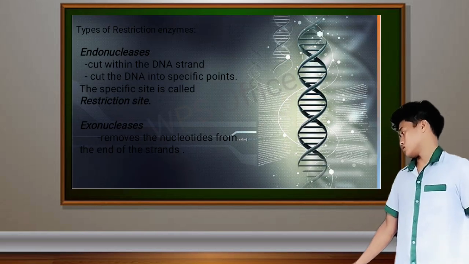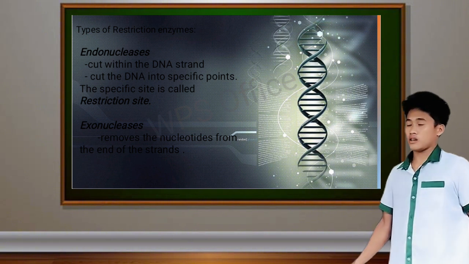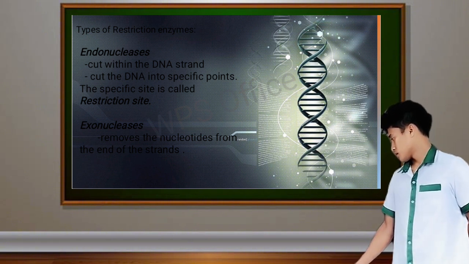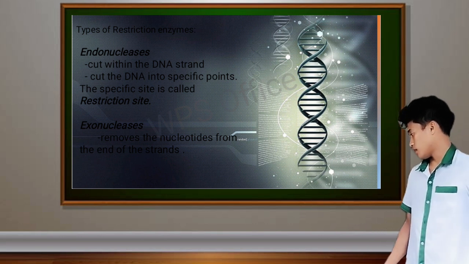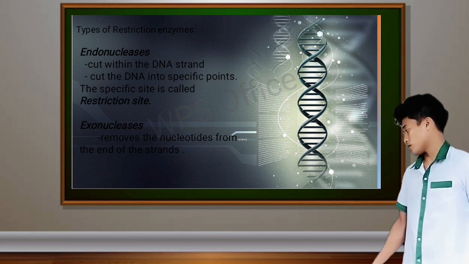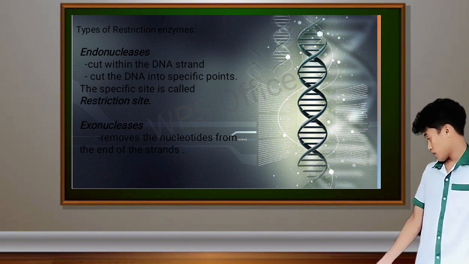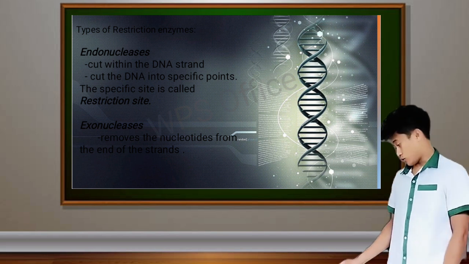Types of restriction enzymes. There are two types of restriction enzymes, the endonuclease and exonuclease. Endonuclease cuts within the DNA strand, cutting the DNA at specific points. The specific site is called a restriction site. Exonuclease removes the nucleotides from the end of the strand.